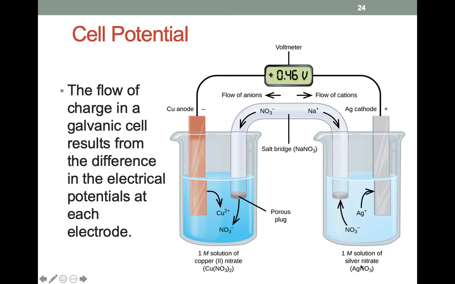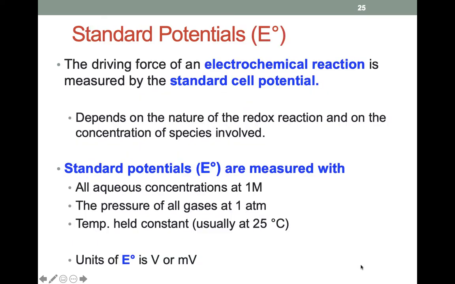One of these has to be oxidized, one has to be reduced. If we do not have an oxidation and a reduction, we do not have a battery or a cell. So it's kind of like you can't have a positive charge without a negative charge. You have to have one of each, one oxidation, one reduction. So the driving force of an electrochemical reaction is measured by cell potential. Depending on the nature of the two species involved in that reaction and the concentrations, the cell potential can vary.